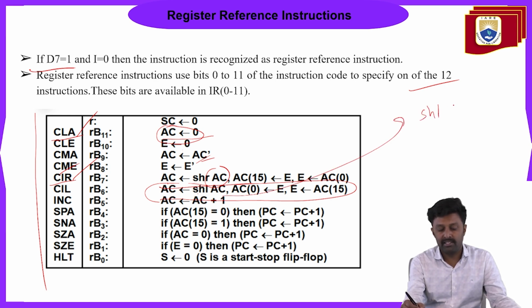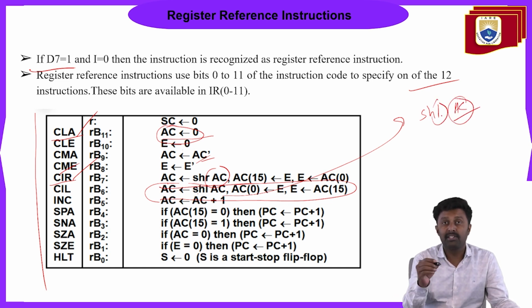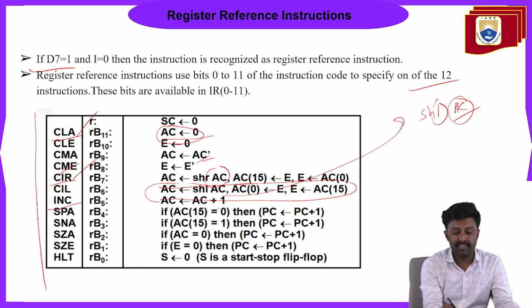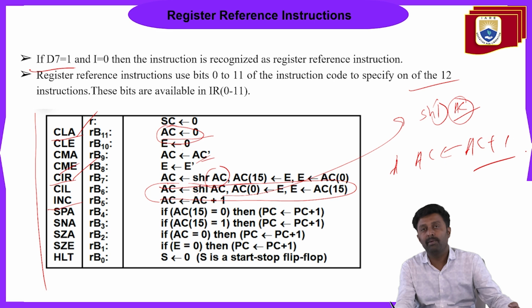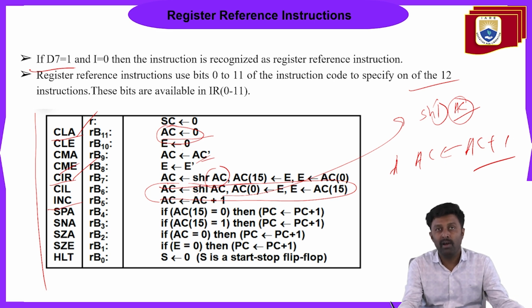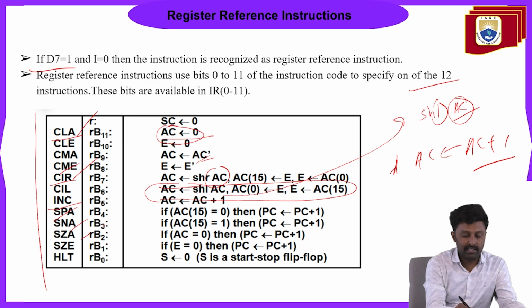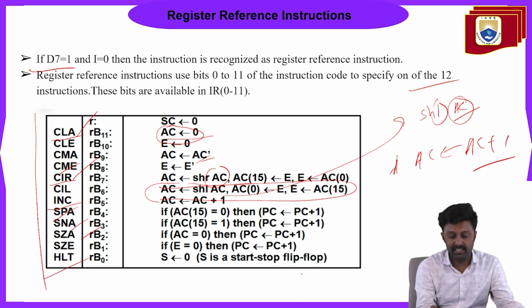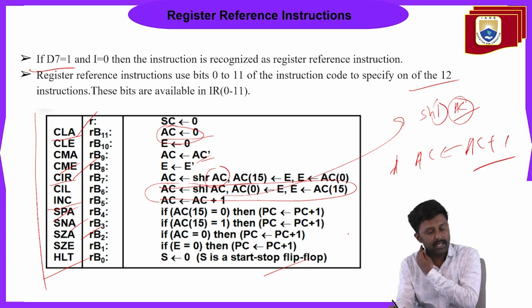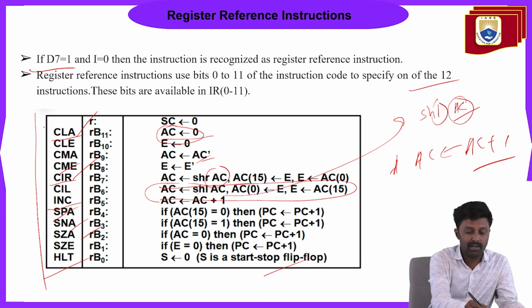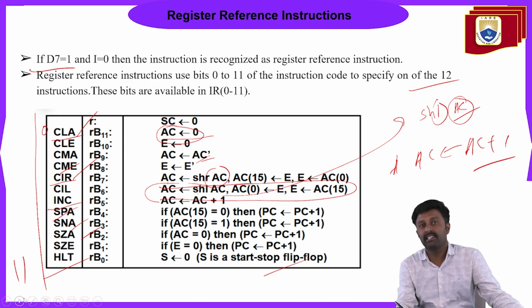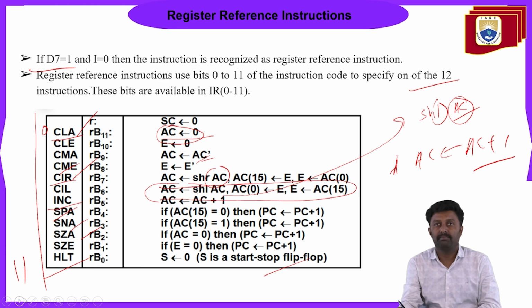SHLAC means this will move the content of the accumulator by a left shift by 1. Then the next instruction is increment AC. If you write AC arrow AC plus 1, the accumulator value will be incremented by 1. Then there is halt: if S is start, the instruction cycle will be halted. So these are the register reference instructions, that is 0 to 11. These are the 11 register reference instructions available in the computer system.